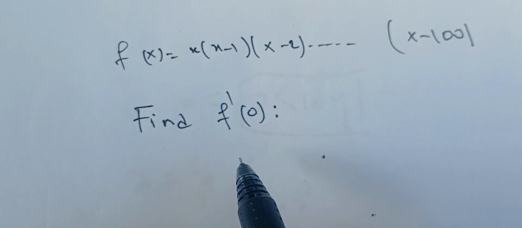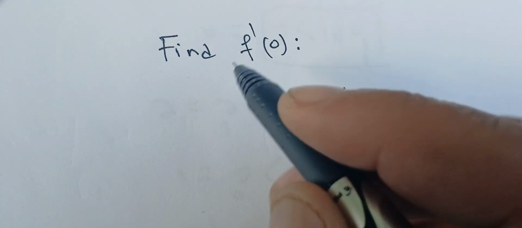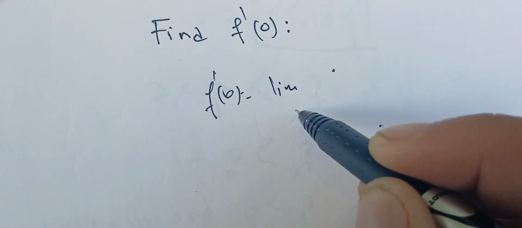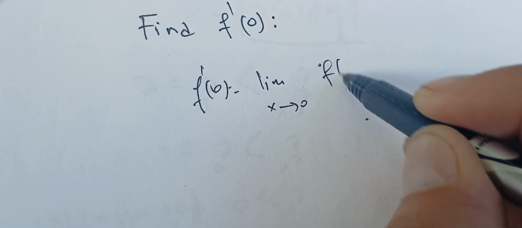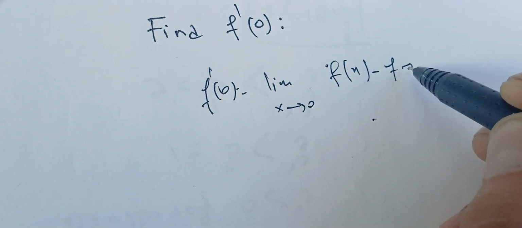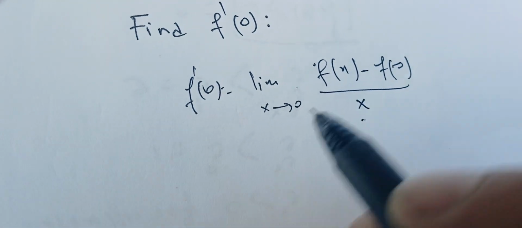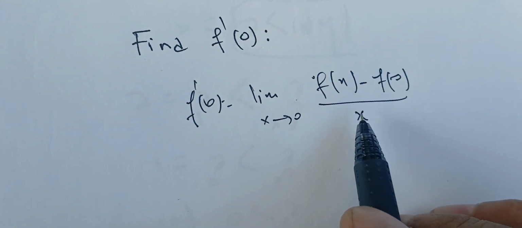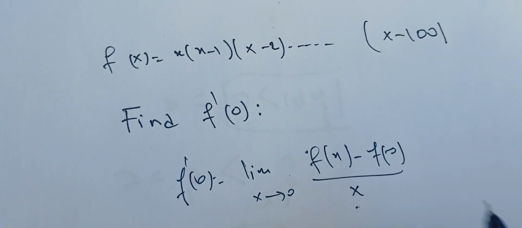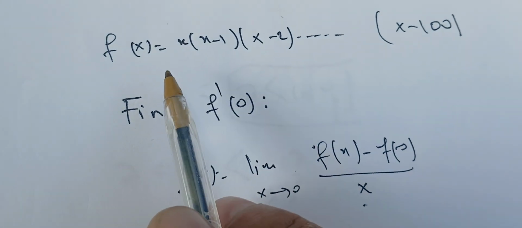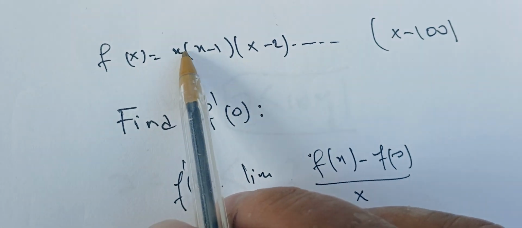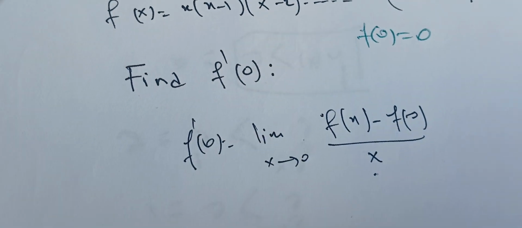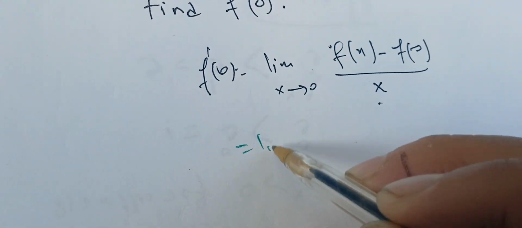We know that f prime at 0 is the limit as x goes to 0 of (f of x minus f of 0) over (x minus 0), which is x. This is very nice. And f of 0 is easy: if we plug 0 instead of x, we get f of 0 is just 0. So the problem is getting easier now.